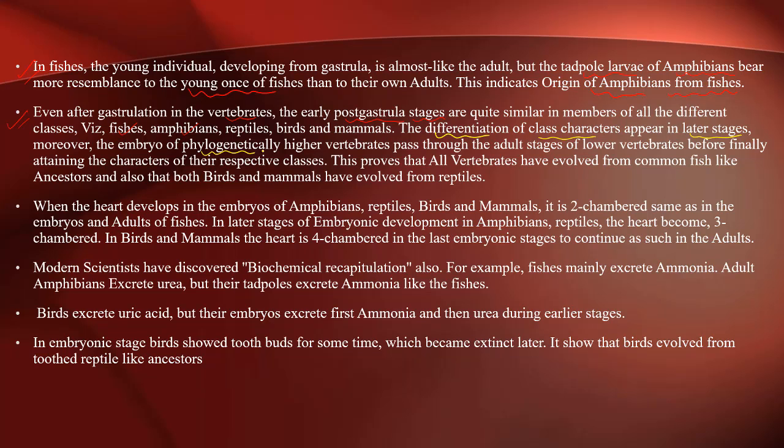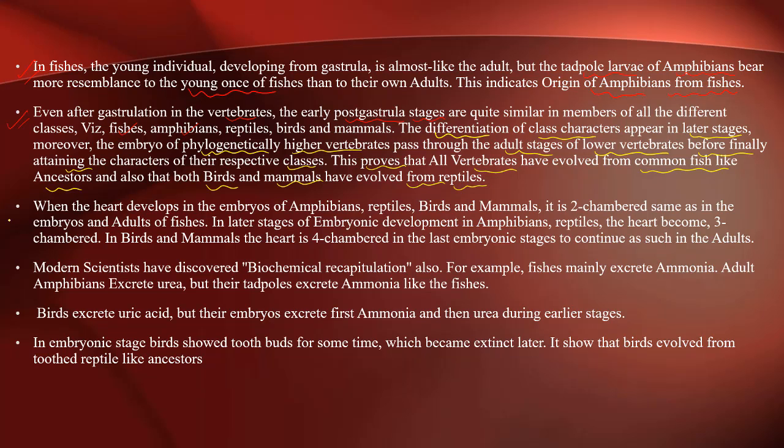Very important. Higher vertebrates pass through the adult stages of lower vertebrates before finally attaining the characters of their respective classes. This proves that all vertebrates have evolved from common fish-like ancestors, and also that both birds and mammals have evolved from reptiles. Okay, so there are many connecting links. In the previous lectures you came to know about different types of connecting links. All these evidences help us make a connection between the different species, but they are following the same timeline.